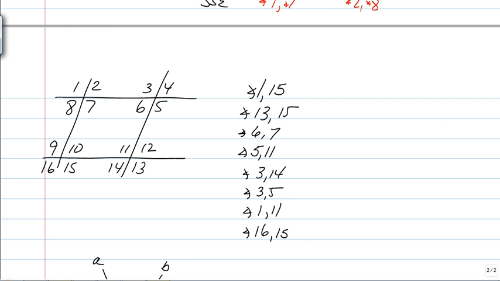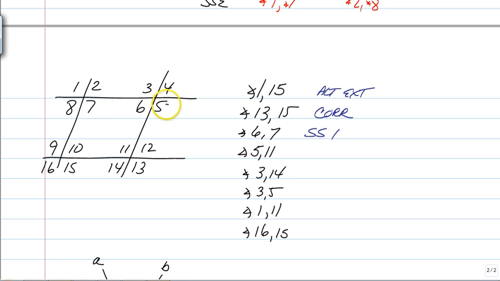Angle 1 and angle 15. So we have 1, 15. They're both exterior. They're on opposite sides. So these are alternate exterior angles. Next example is 13 and 15. Lower right of the intersection, lower right of the intersection. Same spot, two different intersections, so therefore they are corresponding. 6 and 7, both on the same side of your transversal, both interior, so these are same side interior angles.